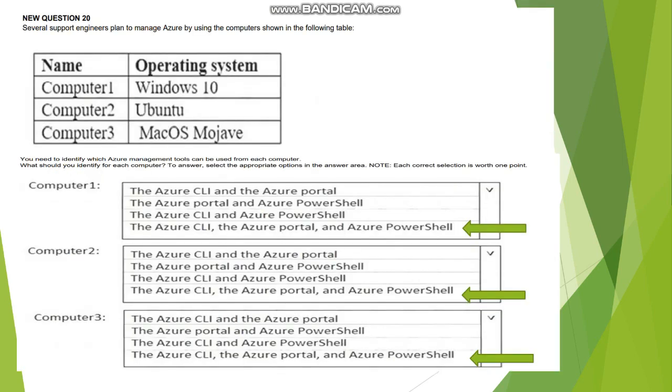Next question. Several support engineers plan to manage Azure by using the computers shown below. So computer 1 is Windows 10, computer 2 is Ubuntu based, and computer 3 is a Mac operating system. You have to tell which Azure tools can be used on computers 1, 2, and 3. Computer 1 is Windows 10, it uses Azure CLI, the Azure Portal and Azure PowerShell. All three of them can use the Azure CLI, the Azure Portal and Azure PowerShell. Okay, 1, 2, 3 all are the same, they all use the same technique.